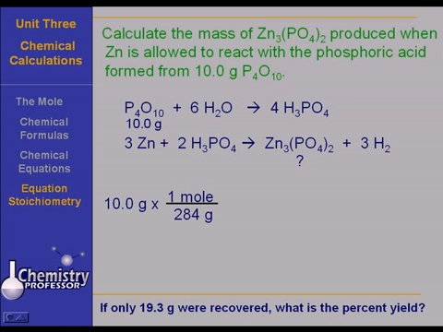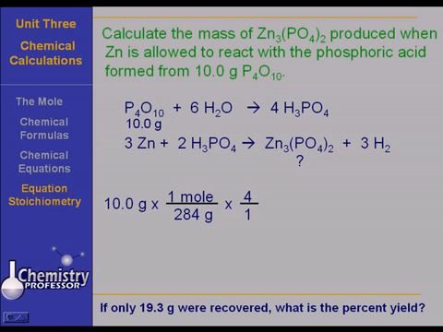Now, how do we get from P4O10 to zinc phosphate? We have to use something in the first equation that connects to the second equation. And the thing we will use is the phosphoric acid. So, in the first equation, we go from P4O10 to phosphoric acid. And that is 4 moles of phosphoric acid to every 1 mole of P4O10. But that phosphoric acid that is produced is exactly the same amount that is consumed in the second equation. So now we're ready to go to zinc phosphate.